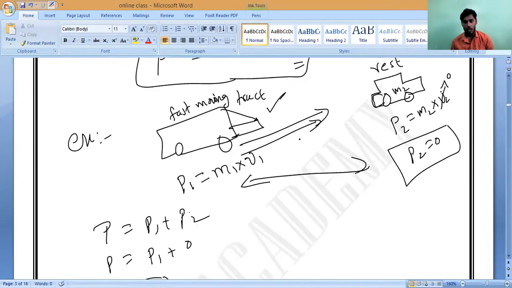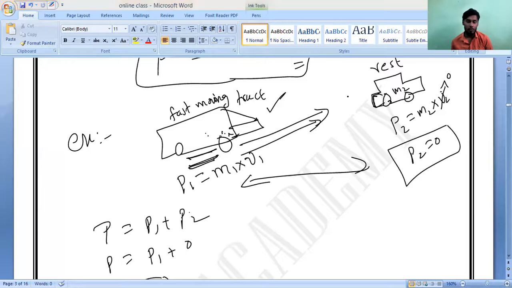Now, the truck is moving very fast. If it comes and hits some kind of object, definitely its speed will decrease or increase? Decrease. As we know, this one is coming and hitting the car, which is stationary. If it hits the stationary car, then the car will start moving forward or not? A little bit, yes.